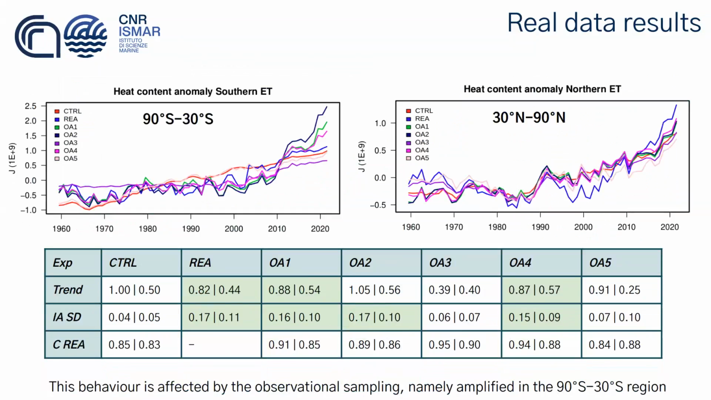And if you look at the same statistics in the southern extratropics, south of 30 south, or northern extratropics, north of 30 north, you can see that the observational undersampling, in this case in the Southern Ocean, tends to amplify the feature that I just mentioned.